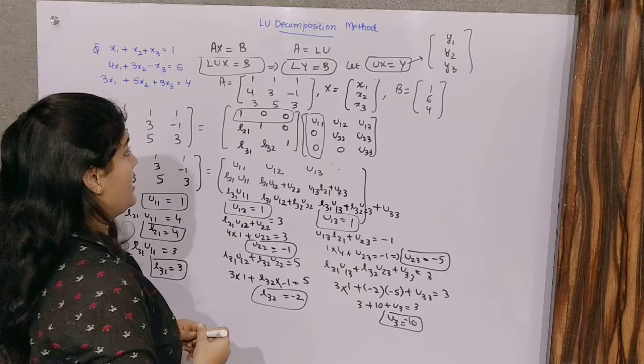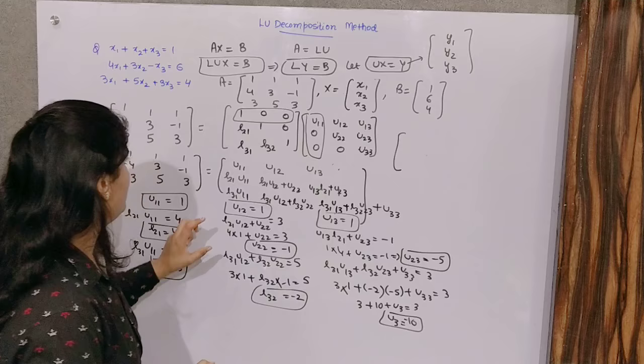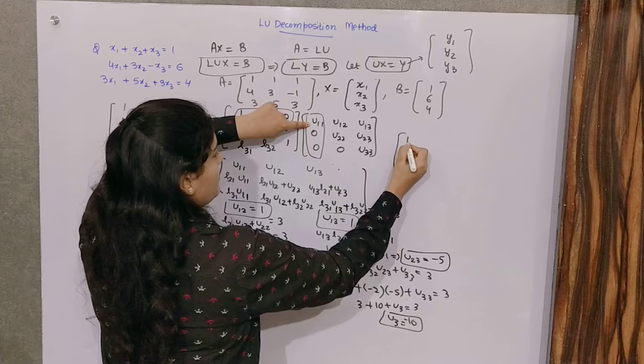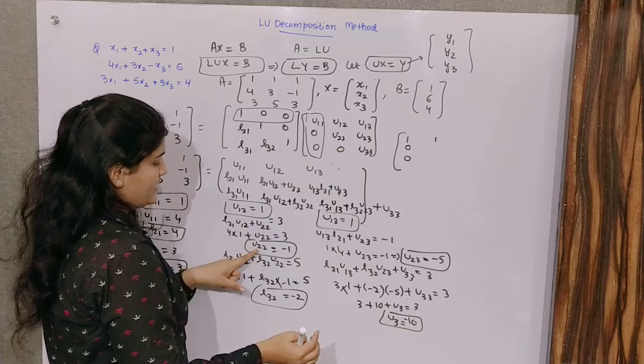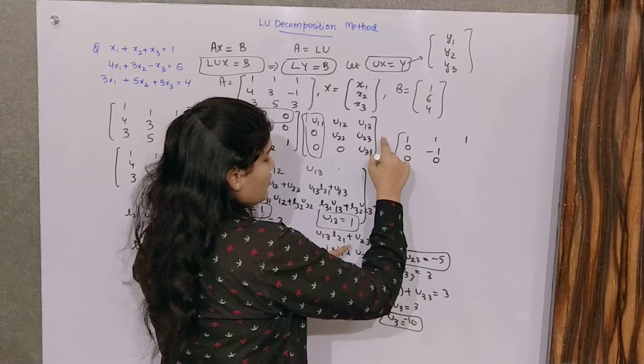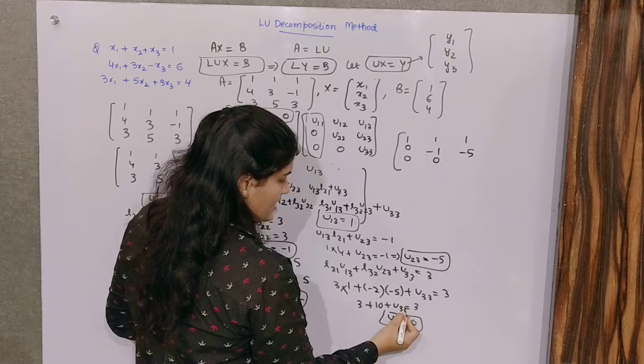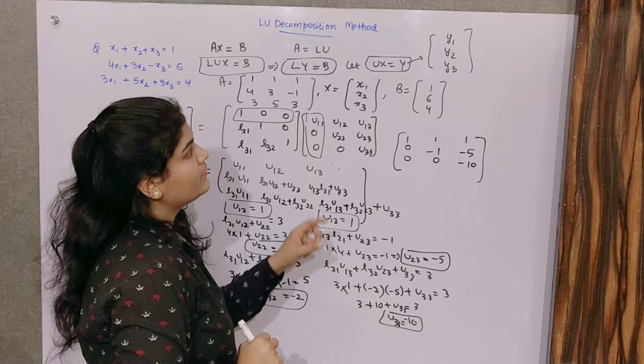So what you have to do, this is U. What is your U? u11 is 1, 0, 0. u12 is 1, u22 is minus 1, this is 0. u13 is 1, u23 is minus 5, and u33 is minus 10. This is your U. You have taken your UX as Y, right?